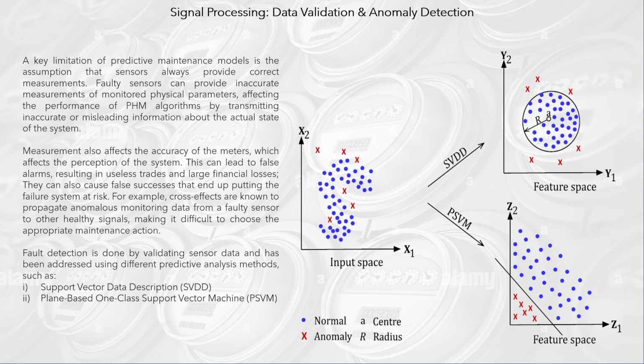Measurement error also affects the accuracy of the meters, which affects the perception of the system. This can lead to false alarms, resulting in useless interventions and large financial losses. They can also cause false successes that end up putting the system at risk of failure. For example, cross effects are known to propagate anomalous monitoring data from a faulty sensor to other healthy signals, making it difficult to choose the appropriate maintenance action. Fault detection is done by validating sensor data and has been addressed using different predictive analysis methods, such as support vector data description and plane-based one-class support vector machine.